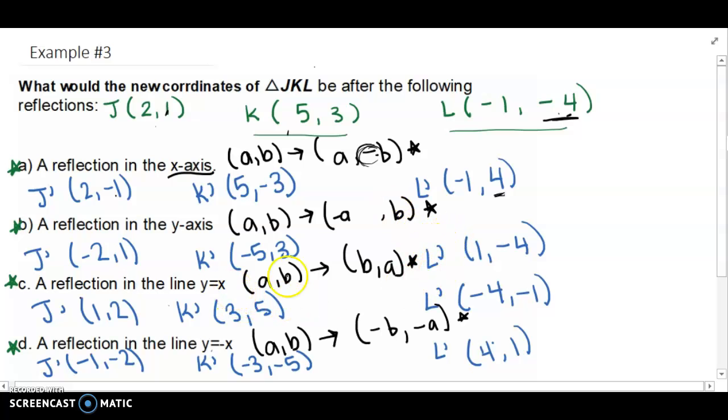Reflection y equals x, I just flip the a and b like I did in the previous example. And then y equals -x, I flip the a and the b, and I make them both negative. Okay, so once again, if it's already a negative, that means it's a positive. So this is what you should have gotten. So take a minute and check yourself. And if you got it wrong, that's okay, correct it, but try to understand why you got it wrong.